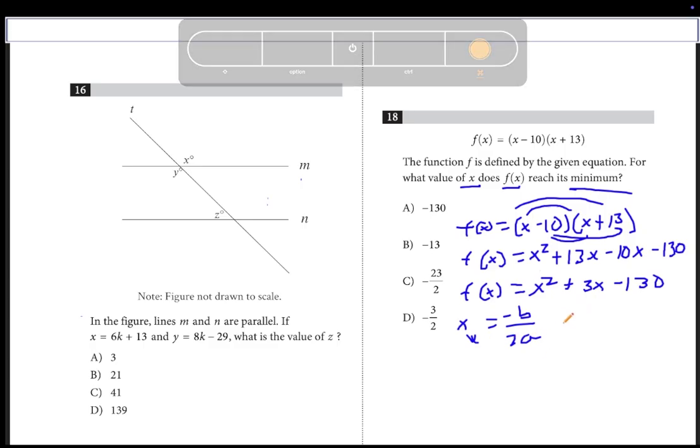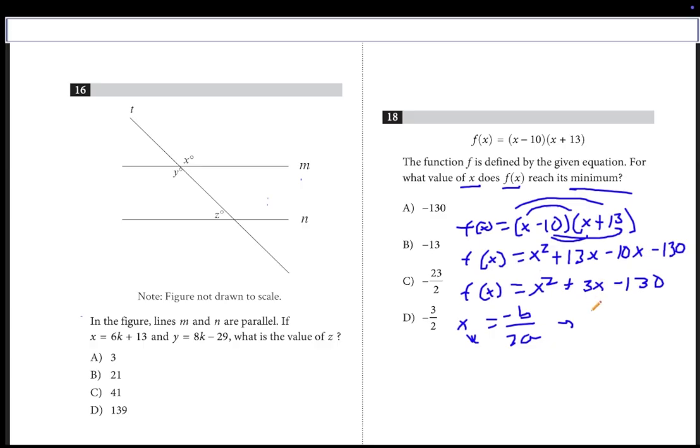So our b is 3, so negative b is negative 3. And then our a is 1, as we have an invisible 1 right here. So 2 times 1 is 2, so we're going to say negative 3 over 2. And we can see that our answer is D.